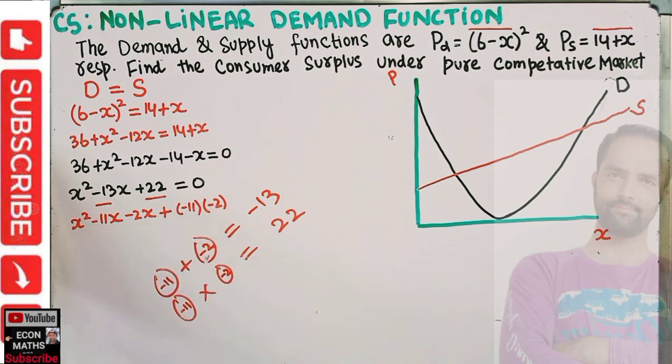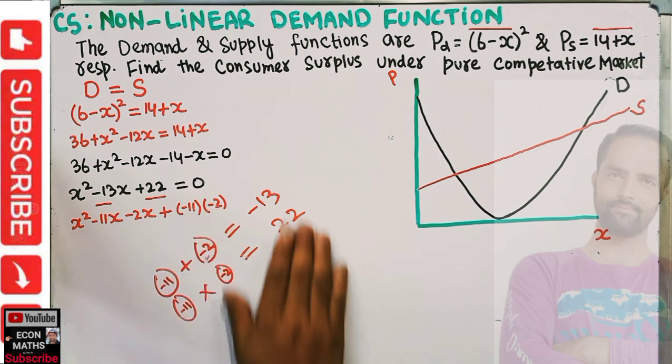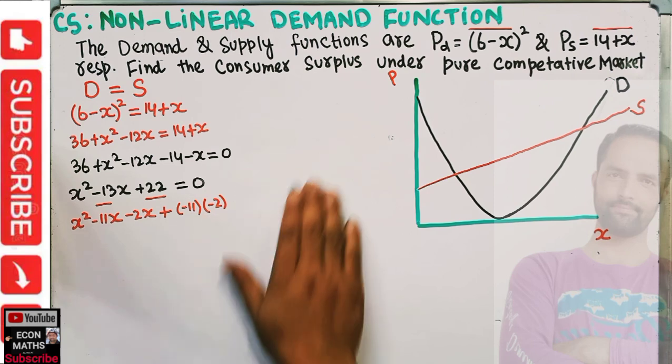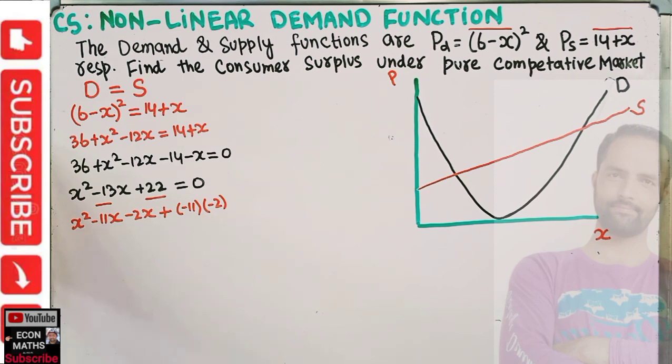11 2s are 22. Okay, so now we can factor this out easily.